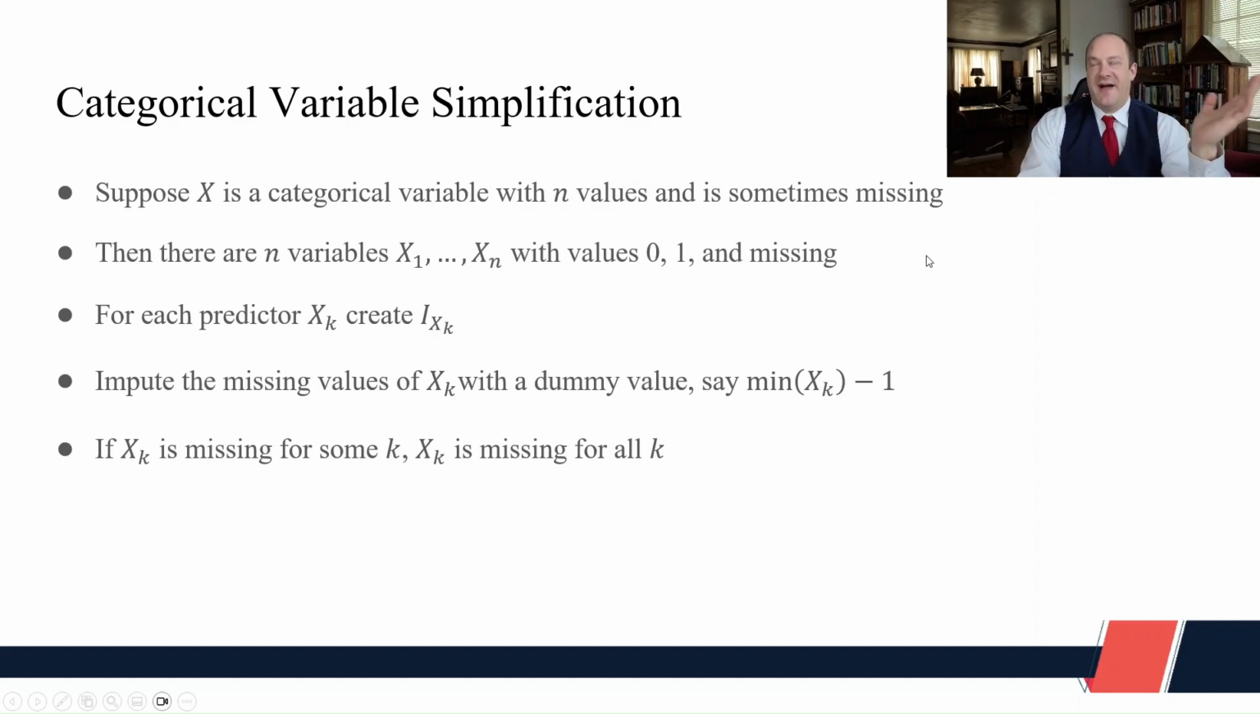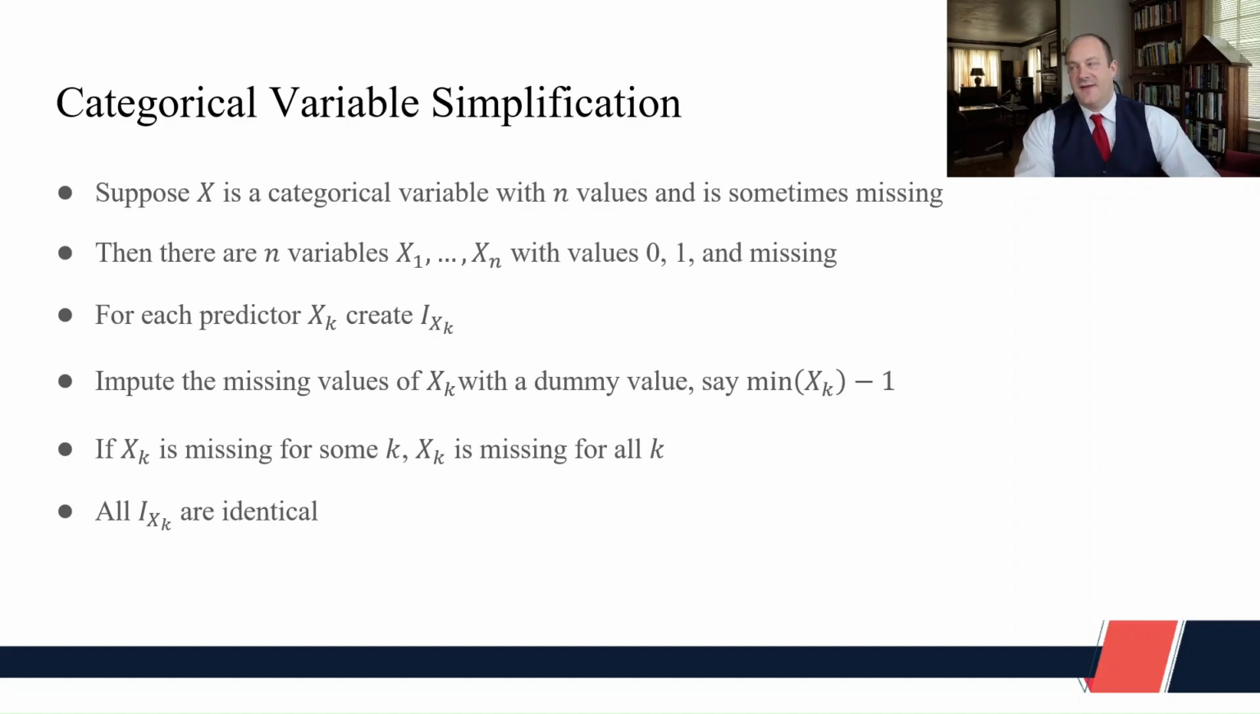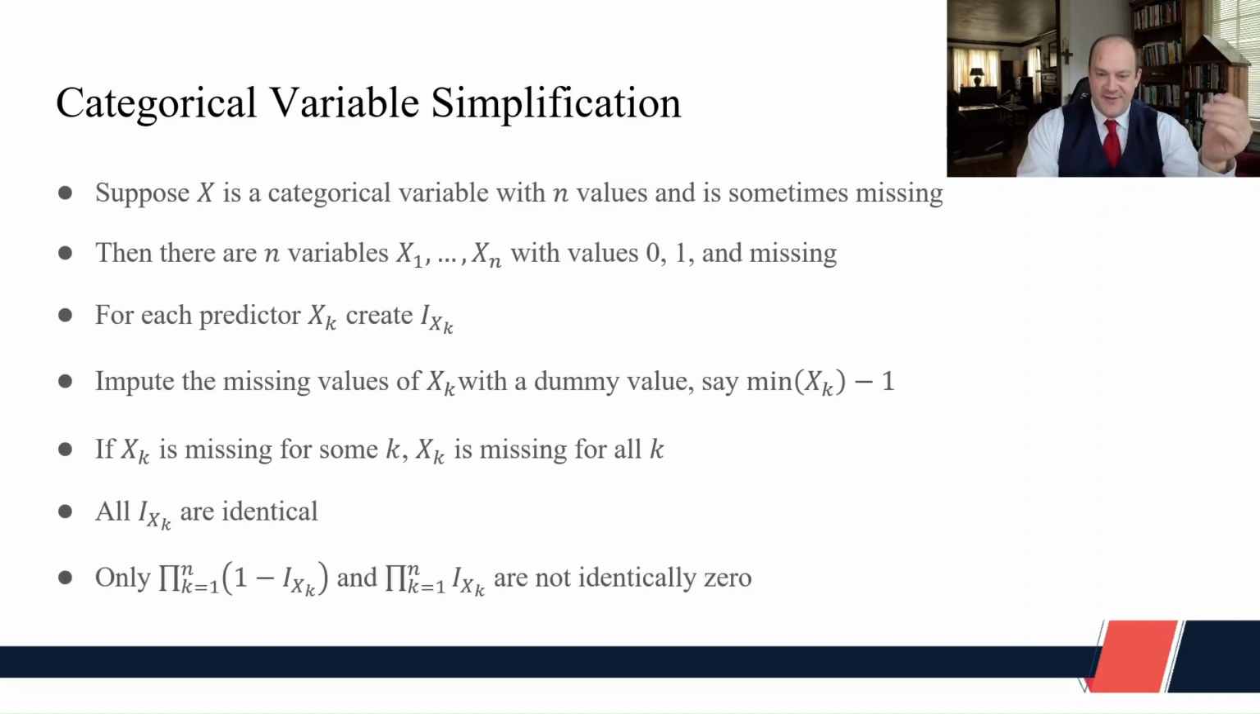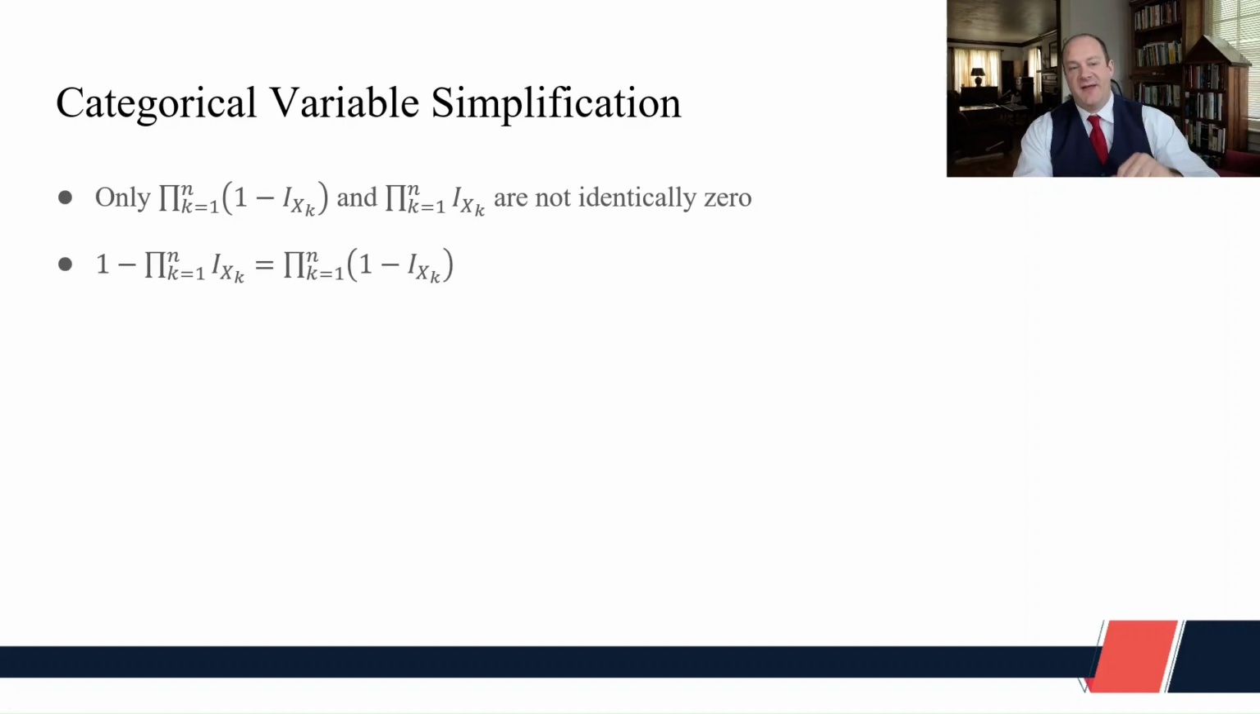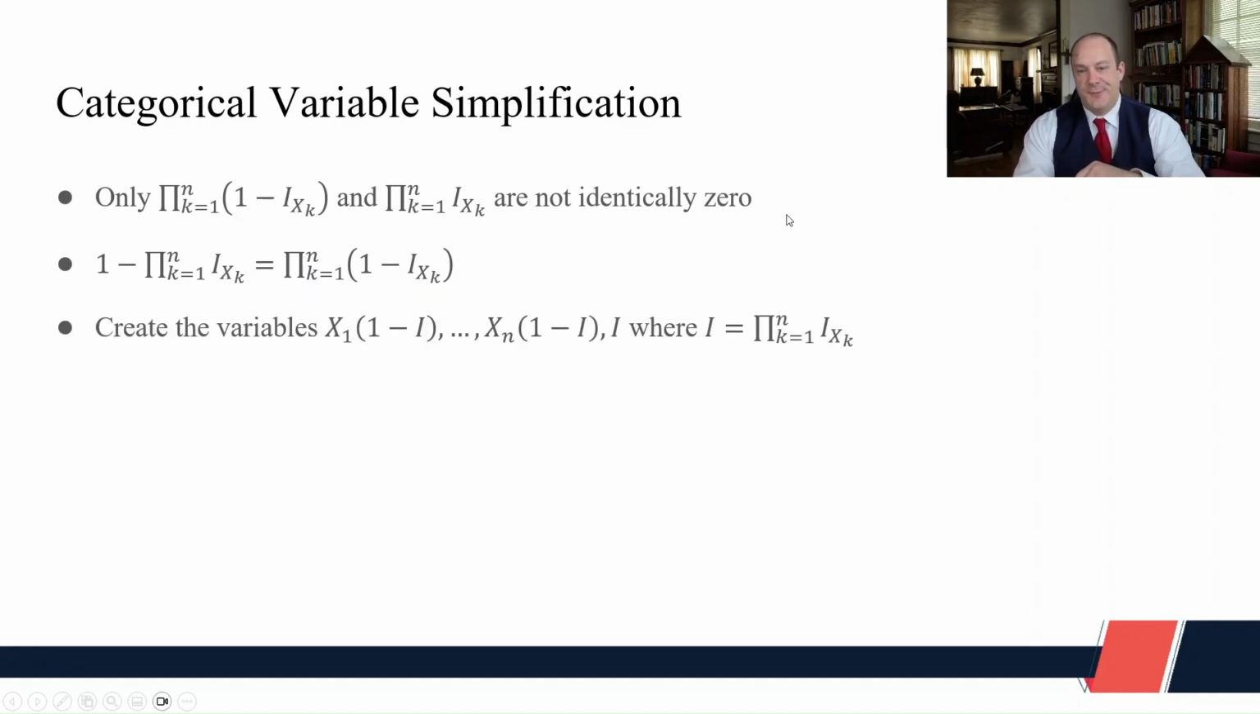We have the same observation. We go, if xk is missing for some k, it's missing for all k. That means all of the indicators are identical, and therefore only these 2 products of indicators will ever not be identically 0. Good to know. So, how does that help us? Well, what that means is that, among other things, we can show that, in fact, 1 minus the product of all the indicators is equal to the product of 1 minus the indicators. So that's good to know.